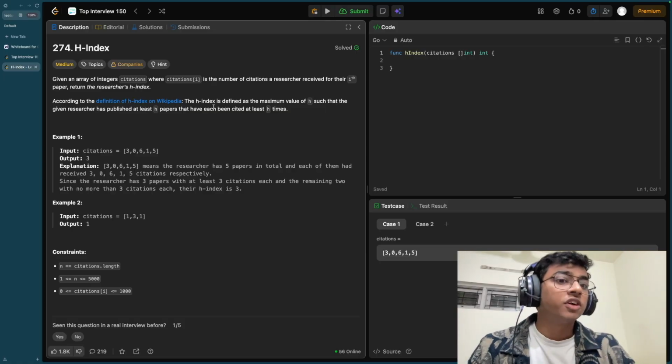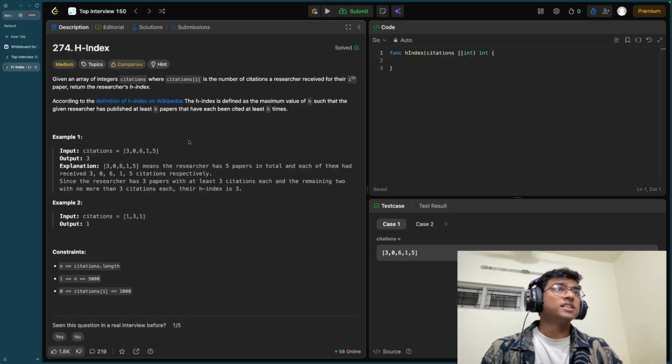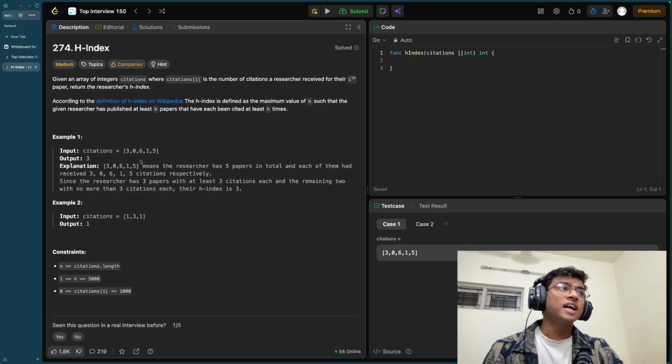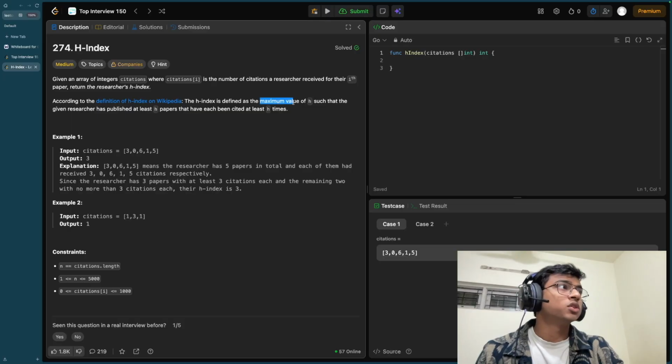Now, let's take one of the examples and take it straight to the whiteboard, and we'll see there how we can solve this. So let's take this example, 3 0 6 1 5, where the output is supposed to be 3. Now it is very straightforward why the output is supposed to be 3, as there are 3 research papers this researcher has that have a citation of greater than or equal to 3. Now, why is the h-index not equal to 4? Well, because there are not 4 papers that have greater than or equal to 4 citations, and it qualifies to have an h-index of 2, but the h-index is supposed to be the maximum such value, which is given here. So it does qualify to have an h-index of 2, but it also qualifies to have an h-index of 3, and that's why our answer is 3.